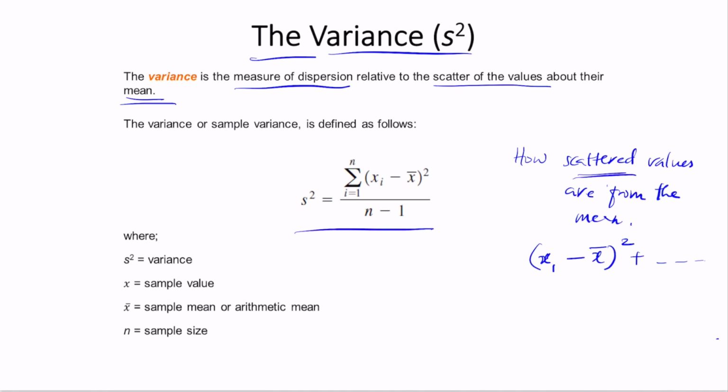The formula for this is S squared equals the sum of (xi minus x bar) squared divided by n minus 1. What does that mean?